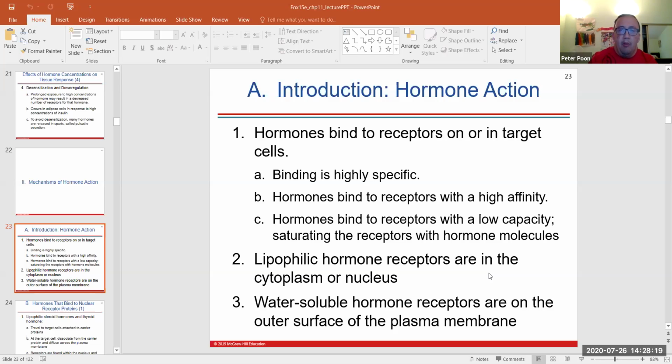Hormone action. Hormones bind to receptors either on the target cell surface or inside the target cell. The binding is highly specific. Hormones bind to receptors with a high affinity, so once they bind, they stay attached. Hormones bind to receptors with low capacity, which saturates the receptors with hormone molecules. So hormones bind very tightly, and they stay very long and very well.